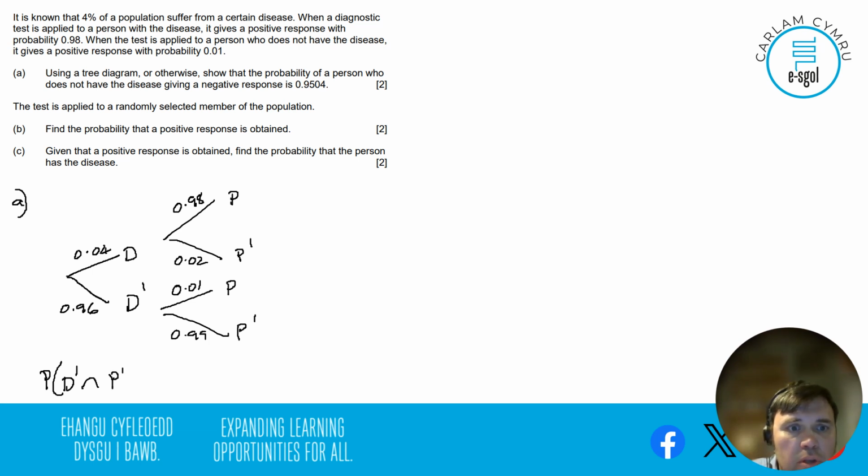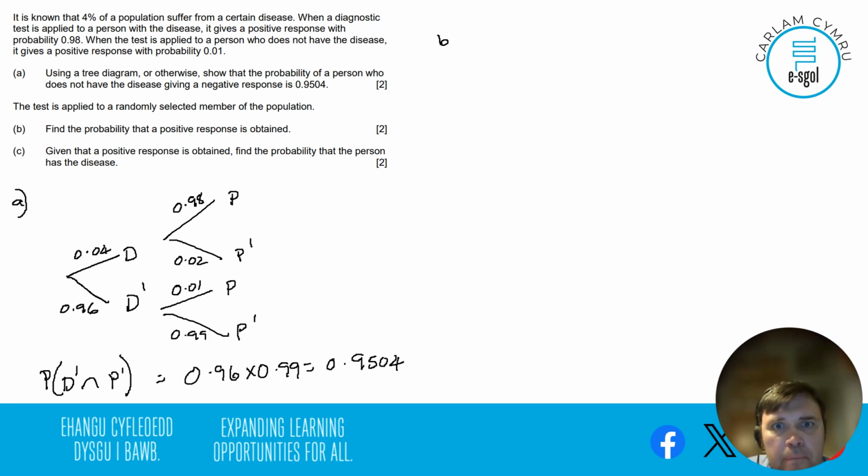So it is 0.96 times 0.99, which gives us our answer of 0.9504 for part A. For part B, it then says the test is applied to a randomly selected member of a population. Find the probability that a positive response is obtained.